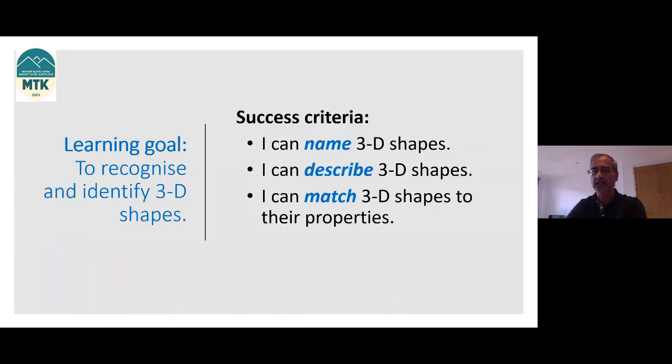Our learning goal today is to recognize and identify 3D shapes. And our success criteria today is, by the end of the lesson, we're going to be able to name the 3D shapes. We are going to be able to describe 3D shapes and also match 3D shapes to their properties. So here's our brief success criteria that's going to guide our lesson today. Okay, so let's go take a look at our next slide.